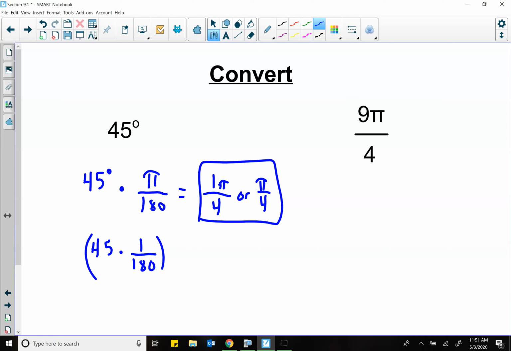All right, over here, 9 pi over 4. We're going to multiply that by 180 degrees. And this should be in degrees.